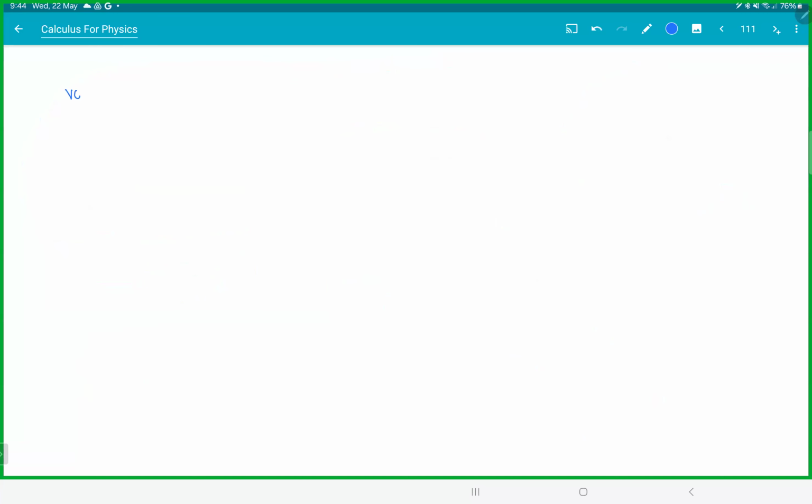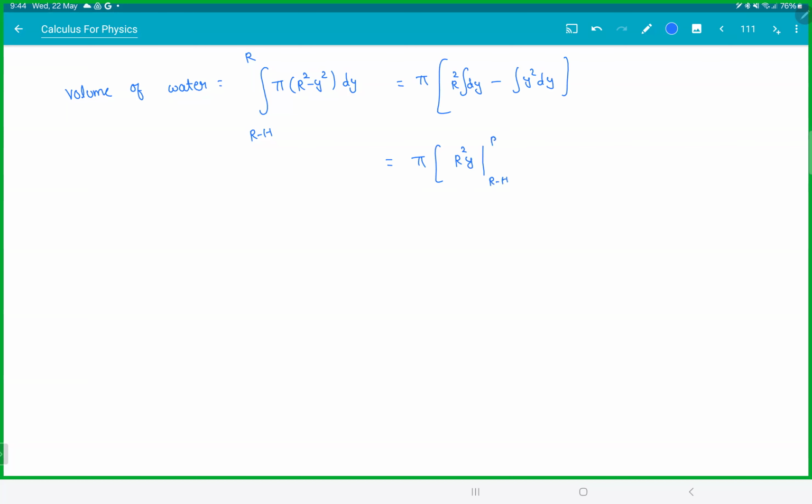So volume of the water is integral pi, r square minus y square, dy. Actually, it's done. Physics got over. Now it is all maths. Take out that pi common. So integral r square dy minus integral y square dy. I'll put the limits later. So pi, this is r square y minus y cube by 3. Limits will go from r minus h to r.